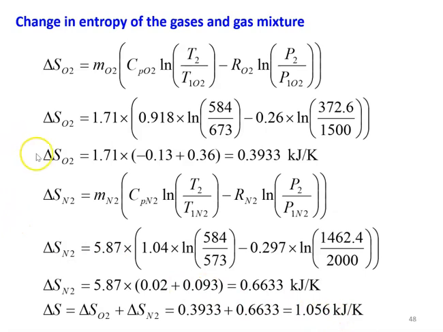So, entropy change of the individual gases and entropy change of the gaseous mixture is calculated.